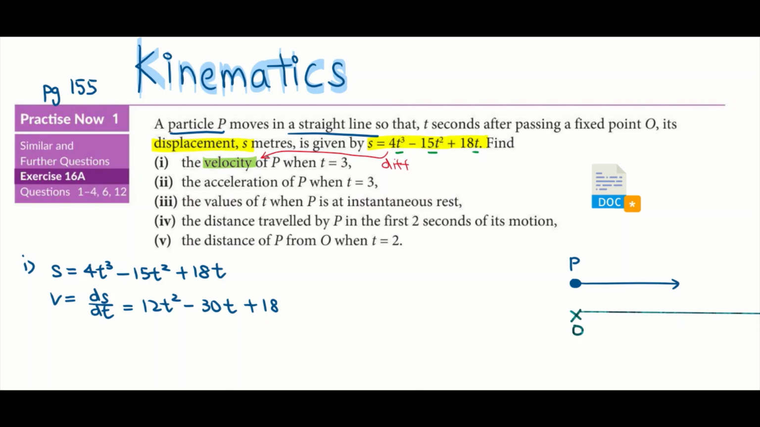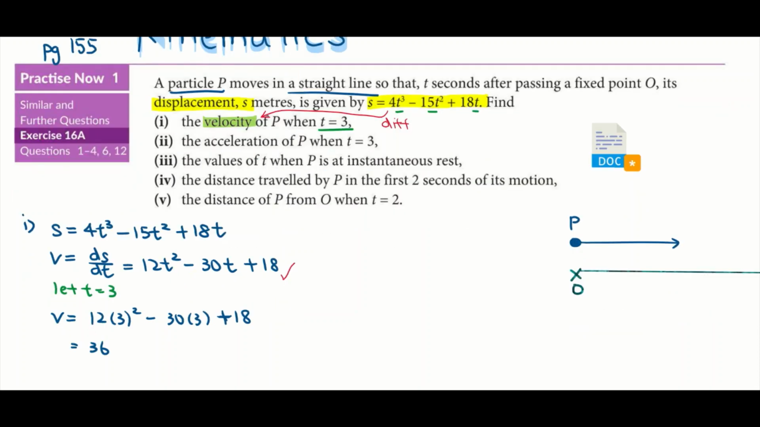Differentiate my displacement to get velocity, but now I need to find t equals to 3. So, sub t equals to 3, and we'll find our answer. My answer will be 36, but I need to put my units. Meters per second. Meters per second is the units for velocity.